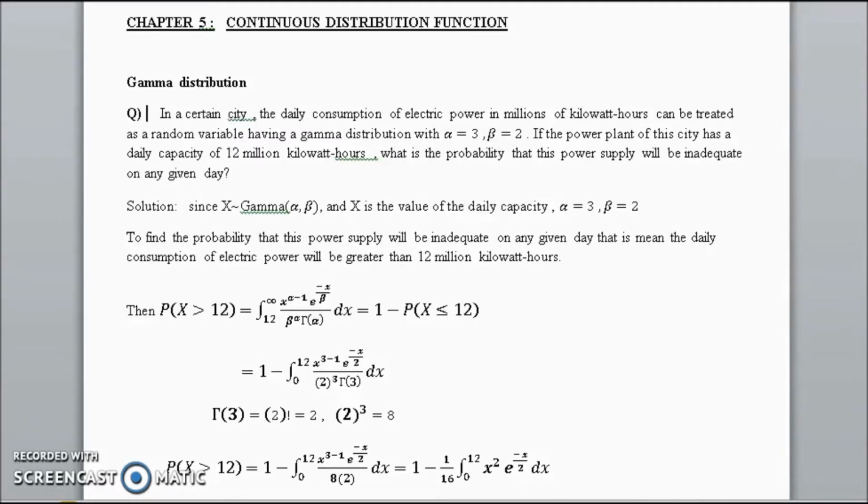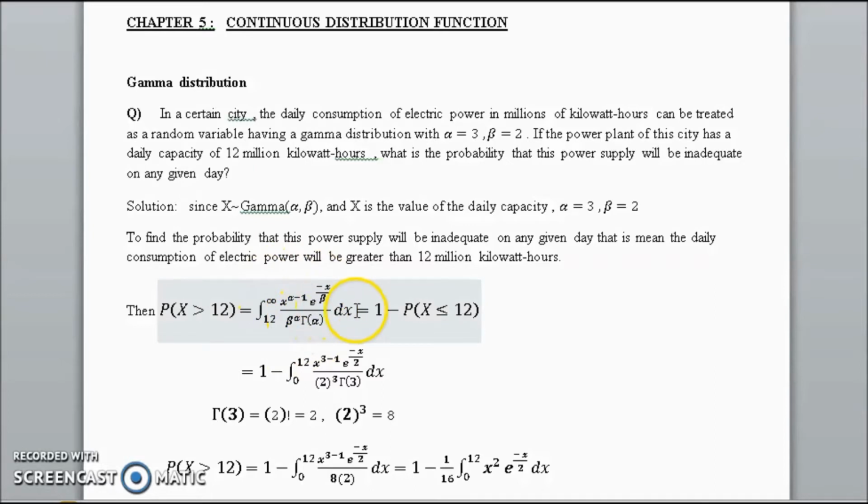To solve this question, we know the random variable x is distributed with gamma function, because he said in the context of the question, alpha equal to 3, beta equal to 2. To find the probability that this power supply will be inadequate on any given day, that means the daily consumption of electric power will be greater than 12 million kilowatt hours. Then the probability of x greater than 12 equals the integration from 12 to infinity of the gamma distribution function dx.